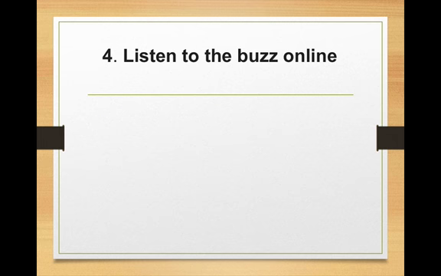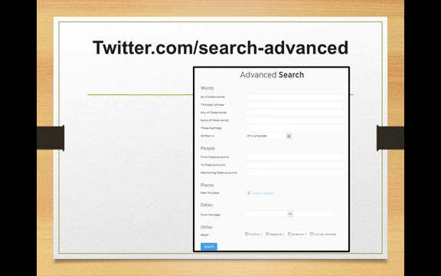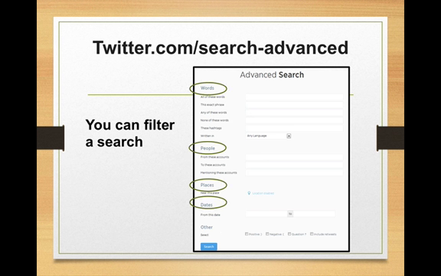Tip 4 is to listen to the buzz online. Take a look at this cartoon. Yes, a lot of what's on social media is incessant barking. So how to filter out the barking? If you go to twitter.com's advanced search, at least for Twitter, you can filter by a certain place, or you can filter by certain keywords, or people, or dates.